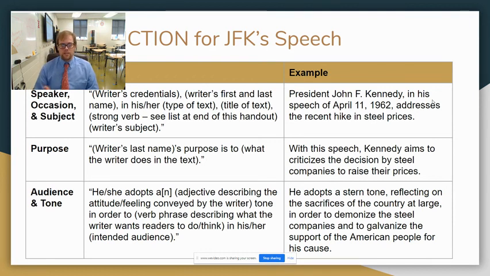Okay. In the next one of these videos, I'll talk about a method for breaking the text apart and identifying sections of the text to analyze. And then after that, we'll practice by writing a body paragraph.